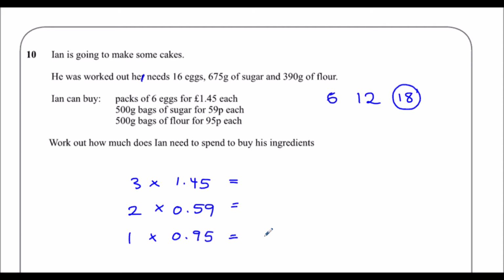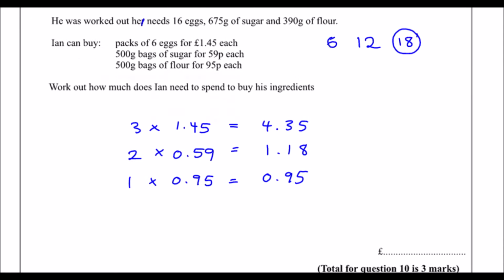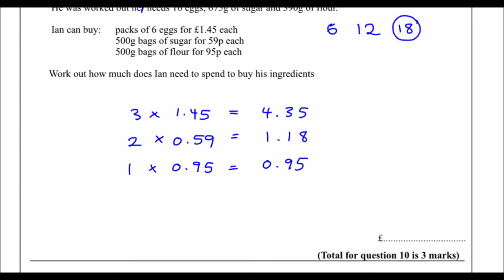3 times £1.45 is £4.35. 2 59p's is £1.18, and 1 95p is 95p. So we're going to add up these now. So 95p plus £1.18 plus £4.35, and we should get £6.48.